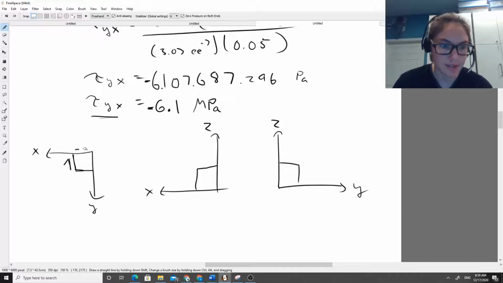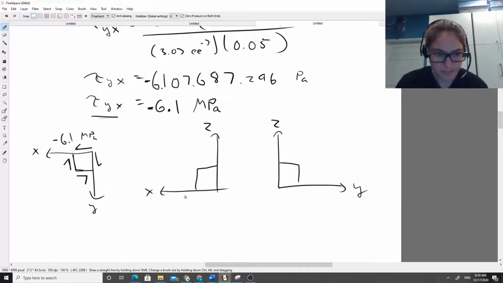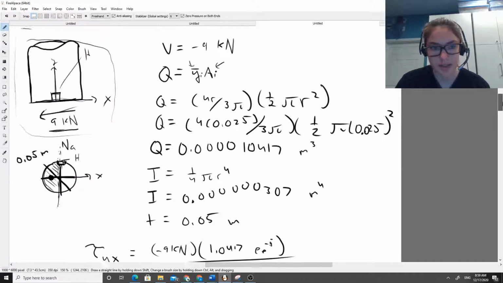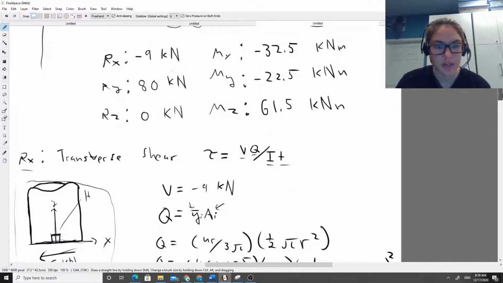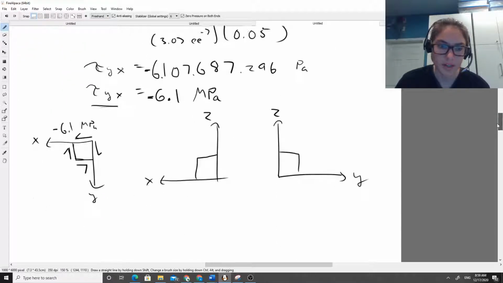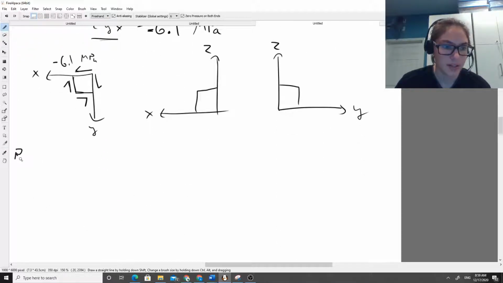and draw it like so, because you're going to have one shear force acting in the positive X, one shear force acting in the negative Y. You multiply those together, you're going to get a negative 6.1 megapascals. And it'll be drawn like that. And neither of these two cut planes will have anything. Okay, so that's one set done for our transverse shear force. Now let's go ahead and solve for our Ry. These will go faster as we continue.